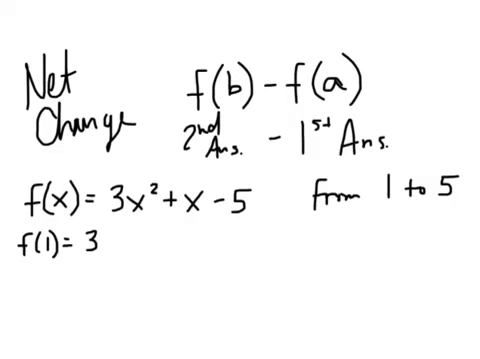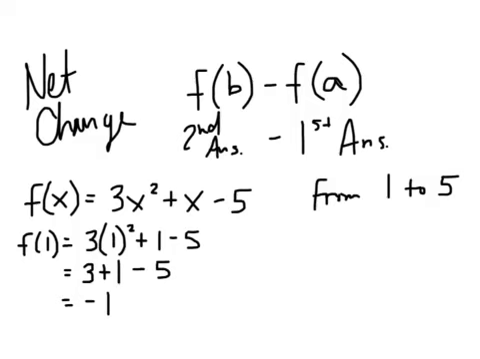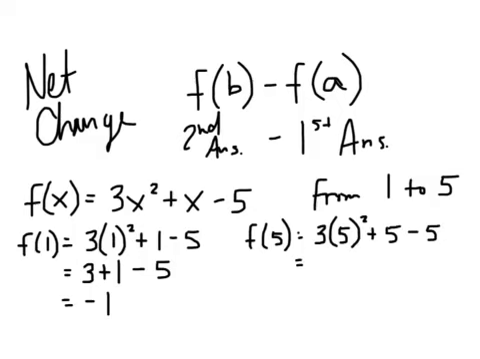So if I put 1 in there, 3 times 1 squared plus 1 minus 5. In this case, 1 squared is 1, 3 times 1 is 3, plus 1 minus 5 should give us a negative 1. Then when I put 5 in there, f of 5, 3 times 5 squared plus 5 minus 5. Well, 5 squared is 25, 3 times 25 is 75, 75 plus 5 is 80, minus 5 is back to 75.